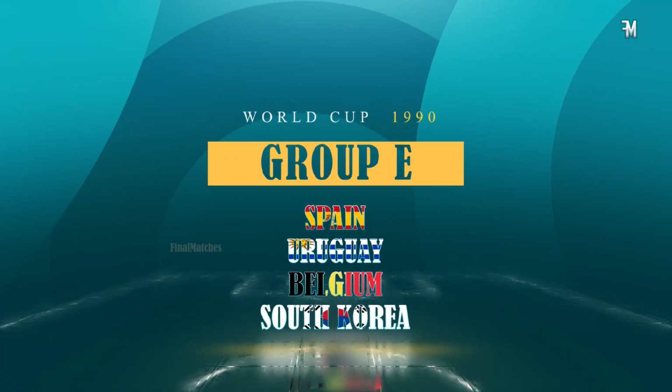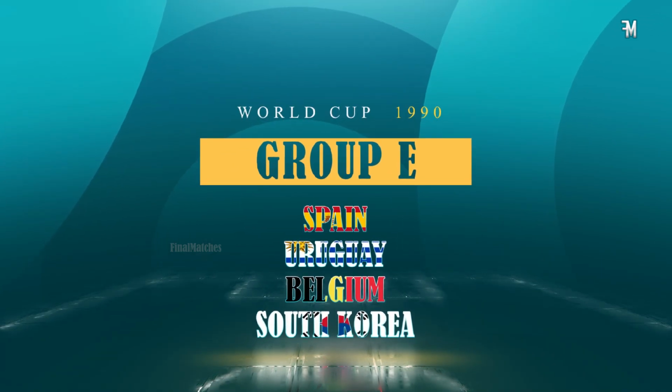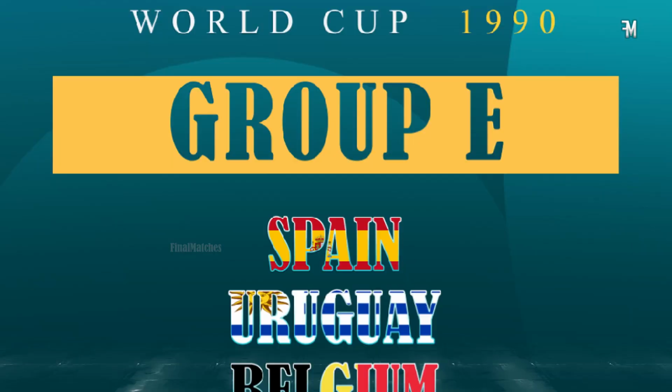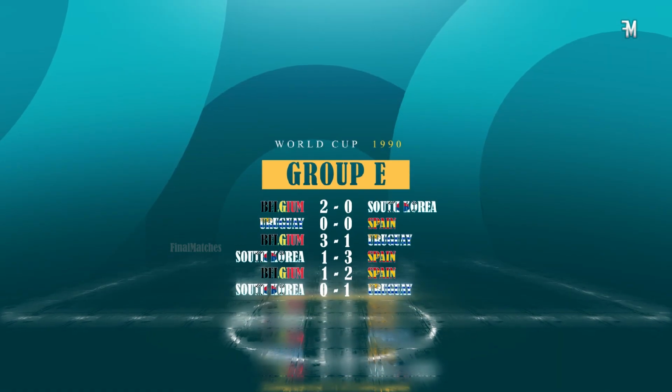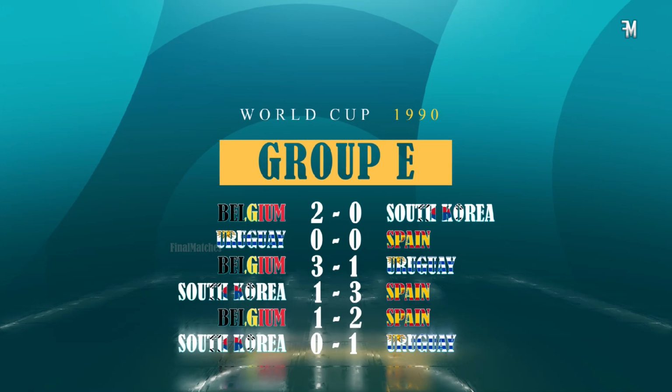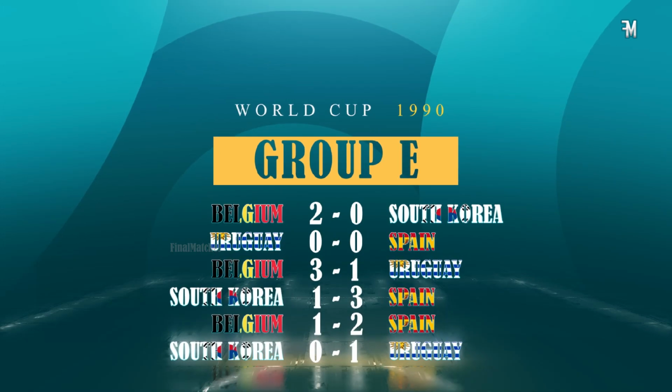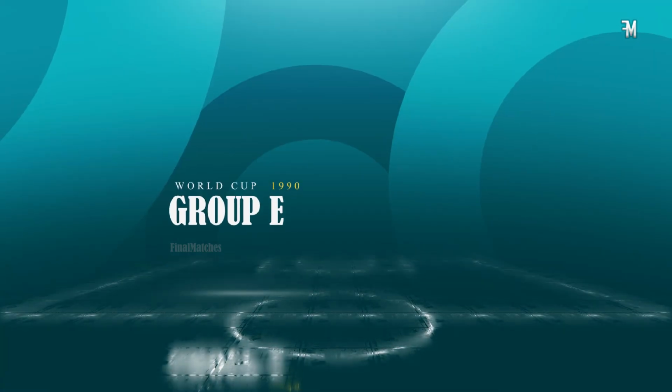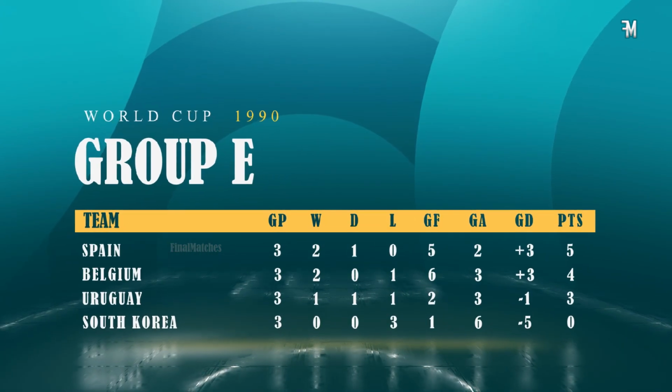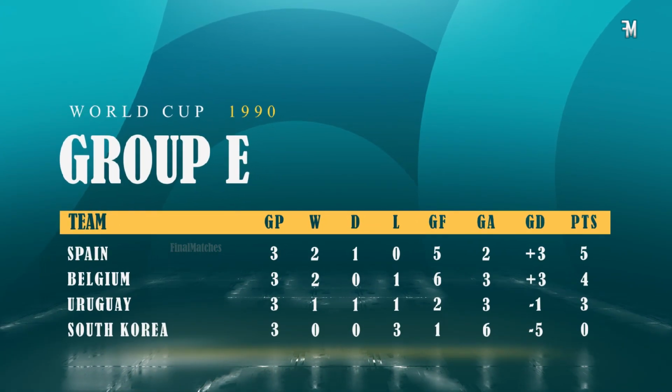Spain, Uruguay, Belgium, and South Korea were in Group E. South Korea lost all 3 of its games in the group stage. Spain and Belgium confirmed their promotion to the round of 16 with 5 and 4 points.